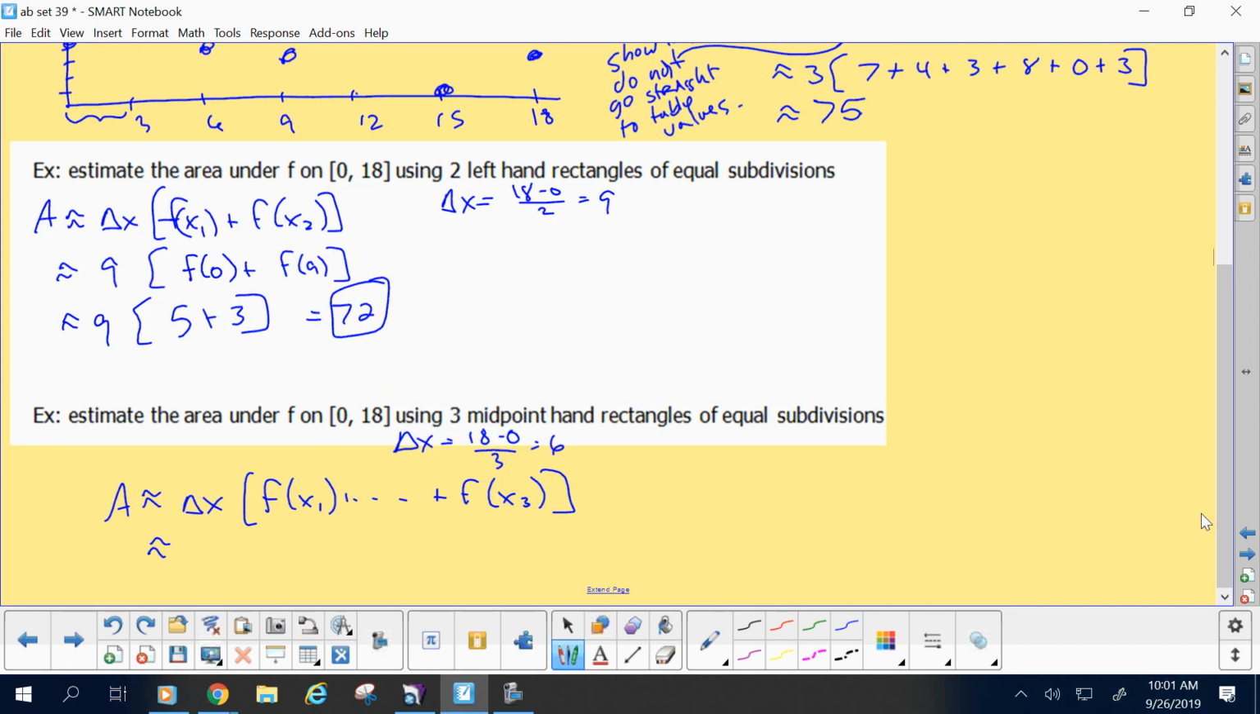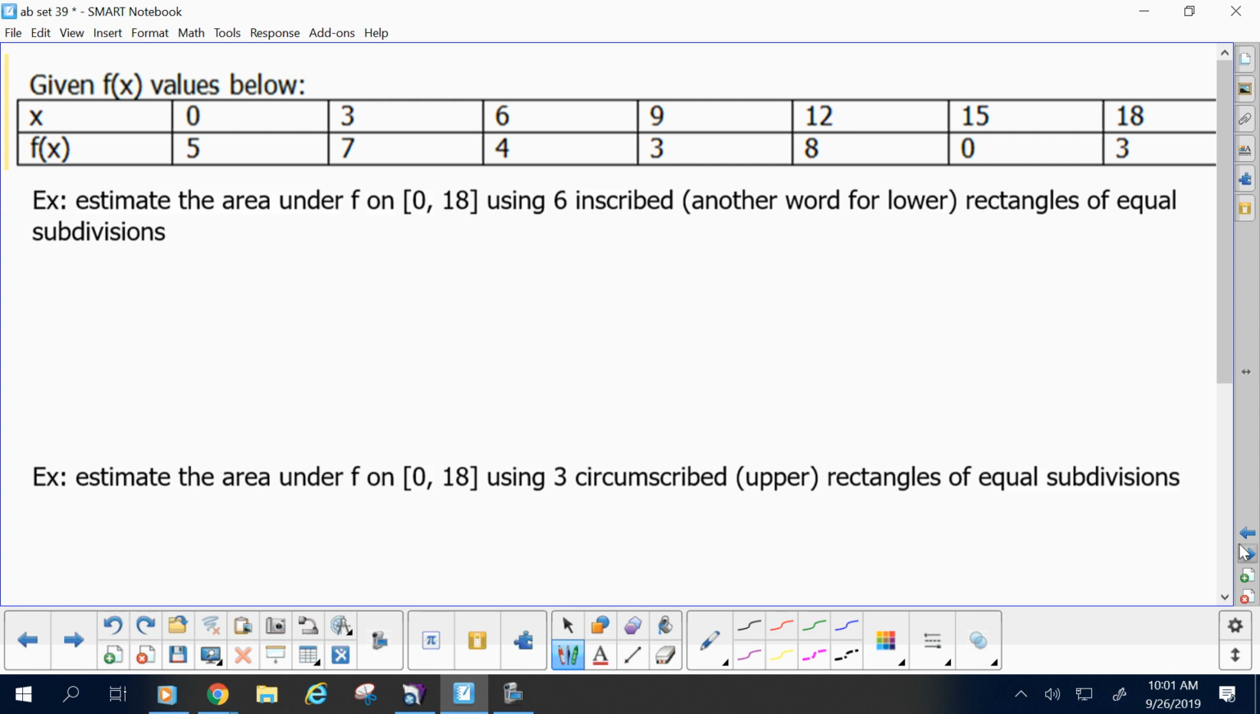What do we have for an estimate? 60, cool. Delta X is? 6. Height 1 is F at? 3. Height 2 is F at? And height 3 is F at? 15. Okay, and after substituting and multiplying, we said 60, yeah? Okay, let's go on to another idea. I said there are 5 different rectangle ideas.